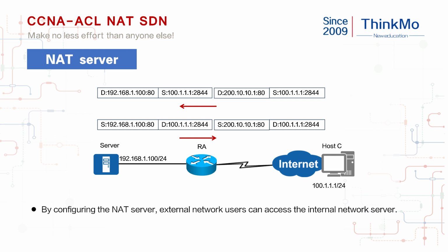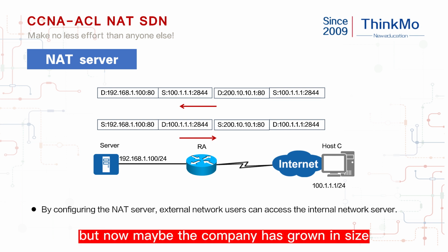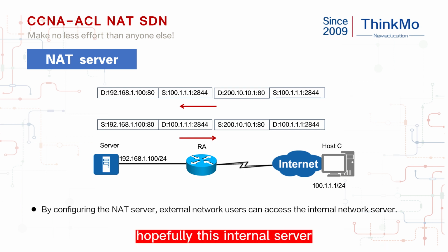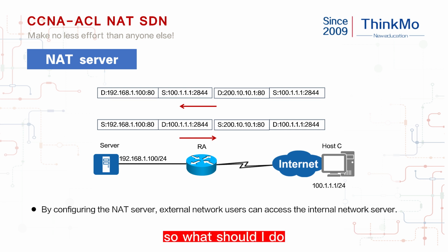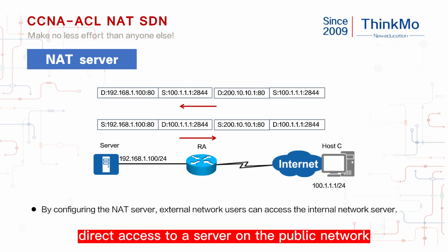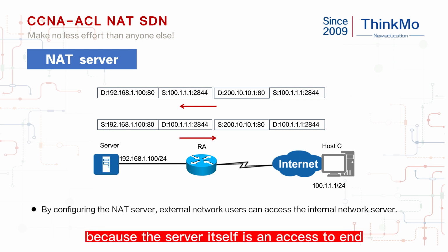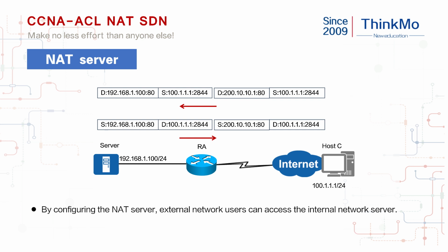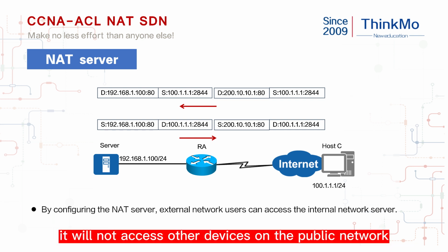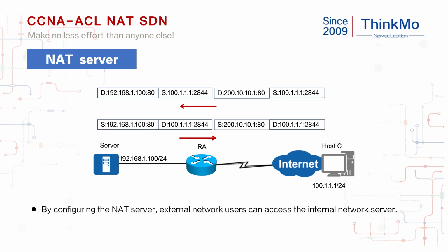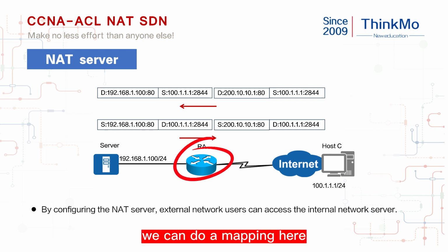But sometimes, when you are working on a project, you often find that an internal server was originally an intranet server. But now maybe the company has grown in size, and hopefully this internal server also provides some access to the outside world. So what should I do? There is no direct access to a server on the public network, because the server itself is an accessed end. It does not actively generate traffic. It will not access other devices on the public network. It is only accessed. We can do a mapping here.